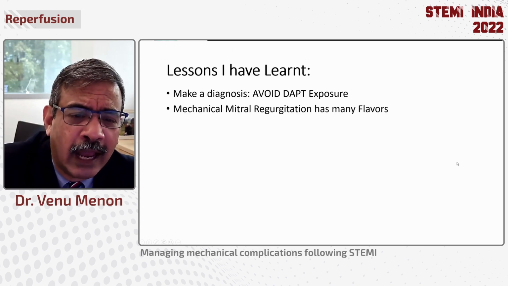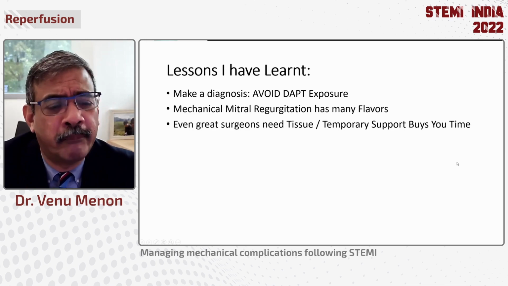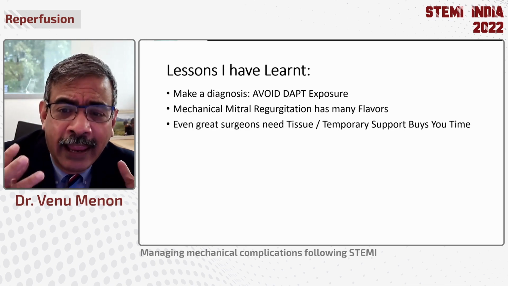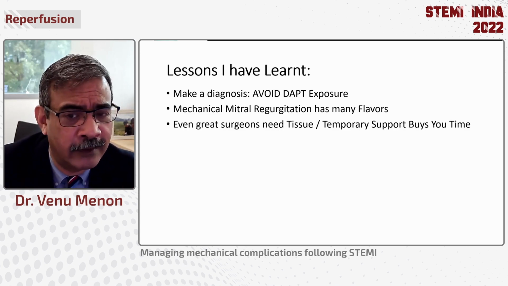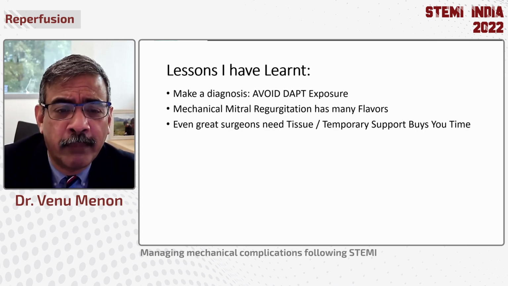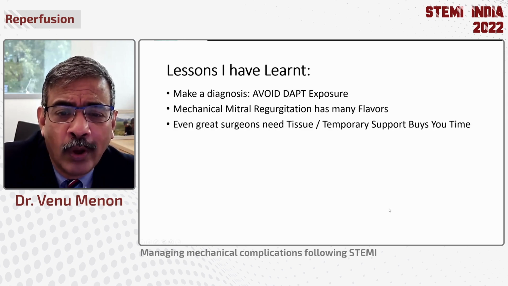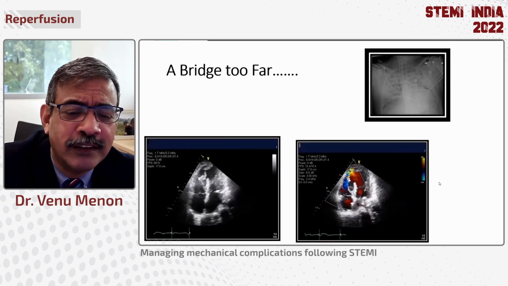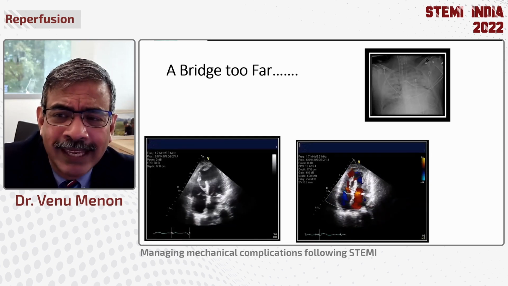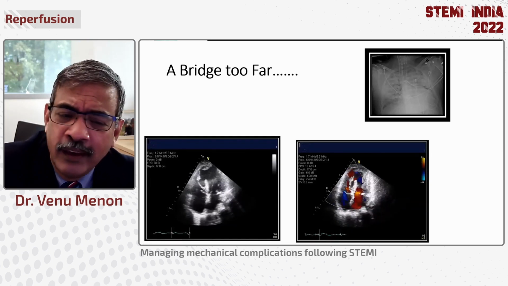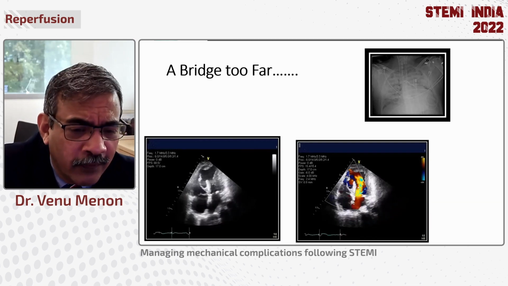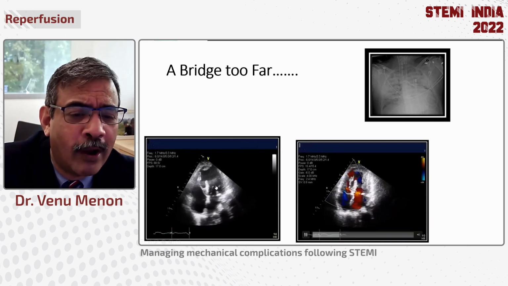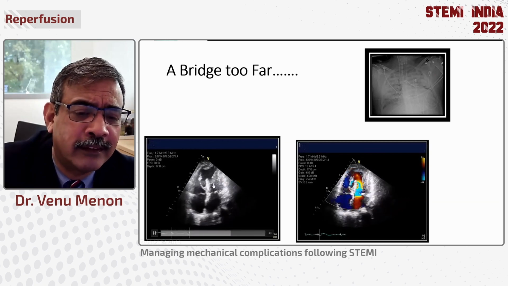The next lesson that I would like to bring about is that even great surgeons need healthy tissue to operate, and temporary support buys you time. So what do I mean by that? Although this is a surgical condition, sometimes the mechanical damage that you see is so great that even a great surgeon with great experience cannot absolutely repair these kinds of defects.